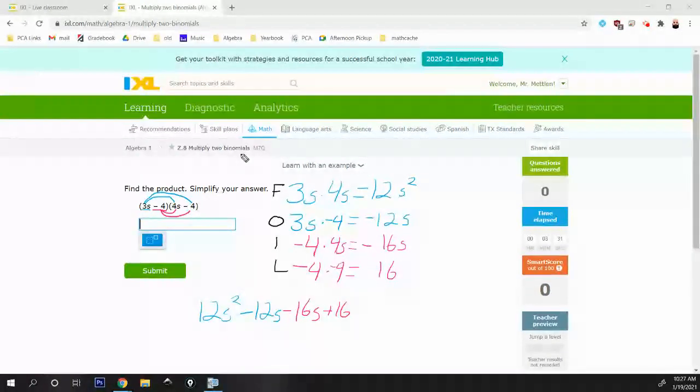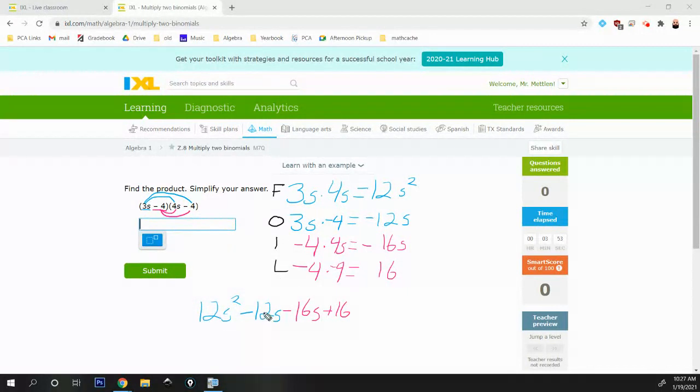But FOIL only works if we have two binomials, which is what we do here. But later on, we're going to have maybe a binomial here and a trinomial here, so three terms. Well, FOIL doesn't work anymore because we have more numbers. But if you just take the first term, multiply it by everything over here, second term, multiply it by everything over here, it works.